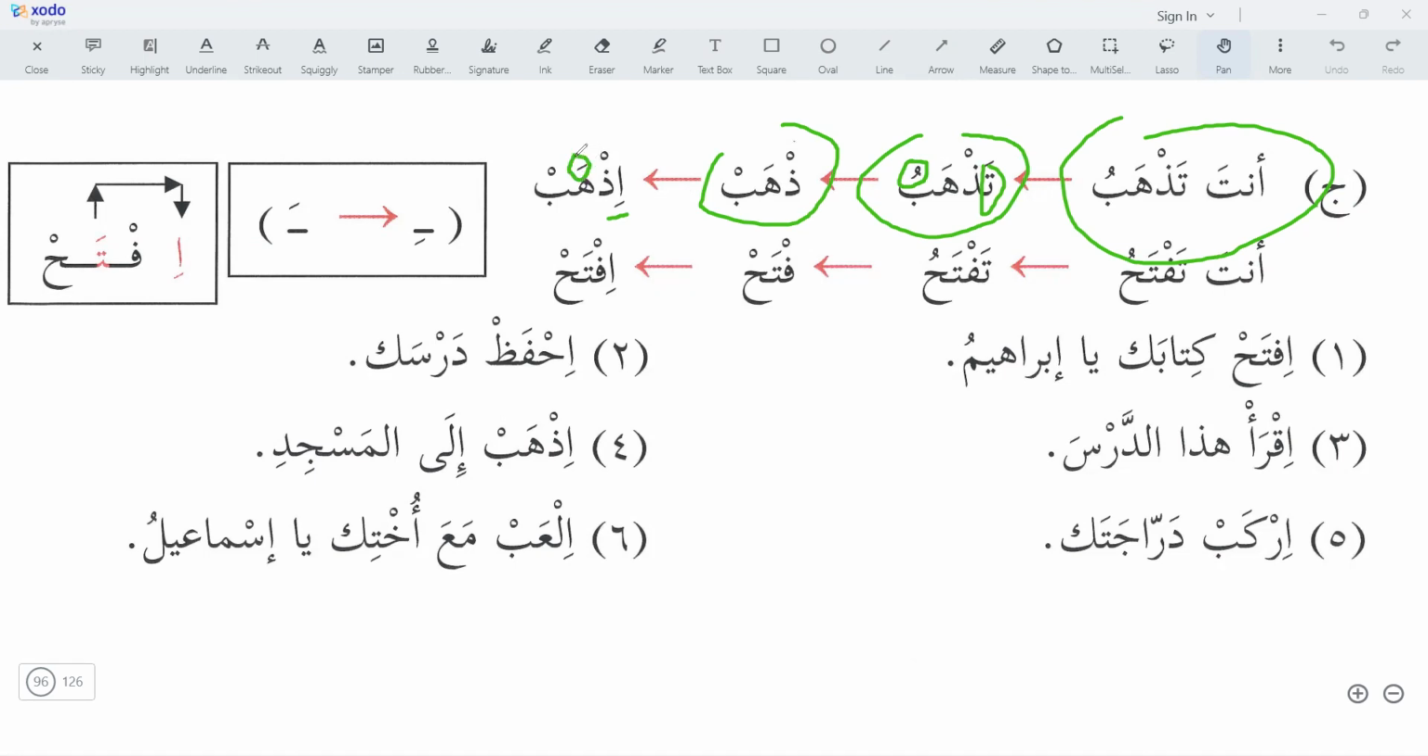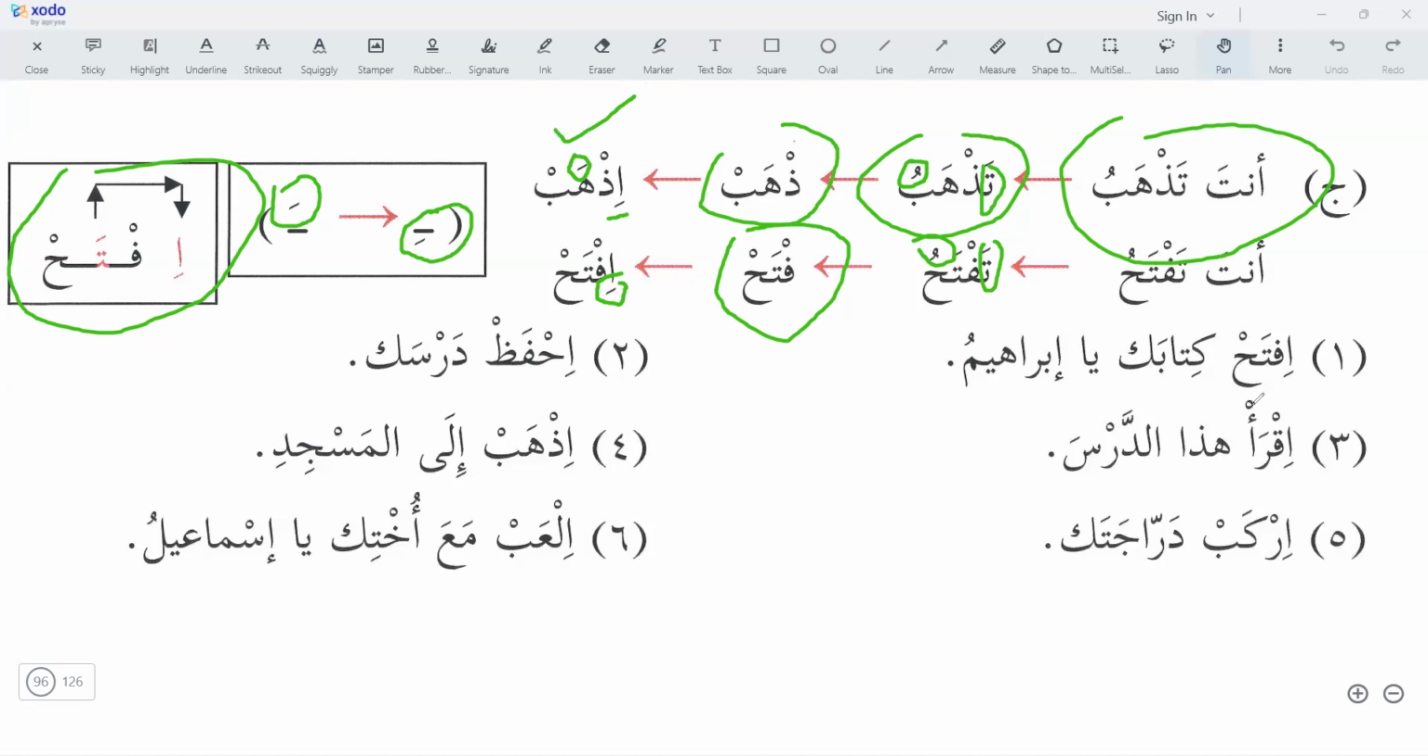If the second radical has fata, then hamzatul wasal will take the kasra. Iftah, open. So it will be iftah, open. Anta taftahu, you are opening. So we prefix hamzatul wasal after deleting the first radical and making the last radical skoon. It will become ifta, and this one is hab.